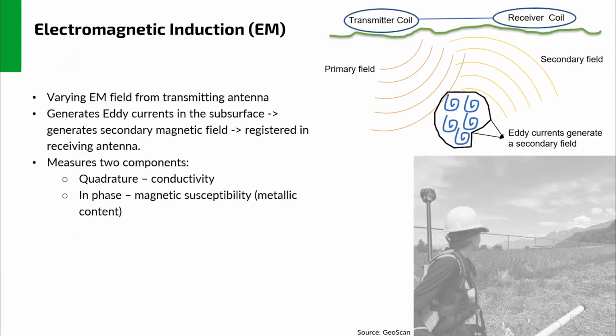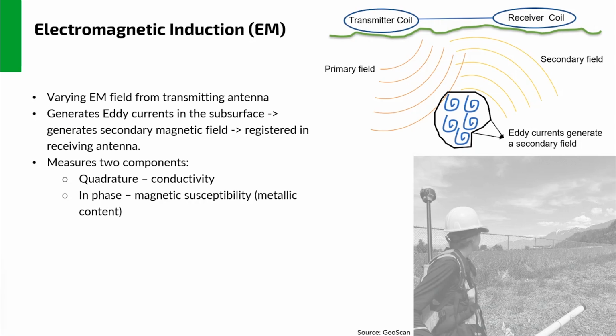Electromagnetic induction, or EM, is our next method, which I usually call the cousin of GPR. This is not an actual term, it's a very subjective way to look at it. It uses a varying electromagnetic field from a transmitter coil, which generates a primary variable magnetic field. And since Maxwell, we know that these changing primary fields will generate eddy currents in any conductive material, which is basically the subsurface.